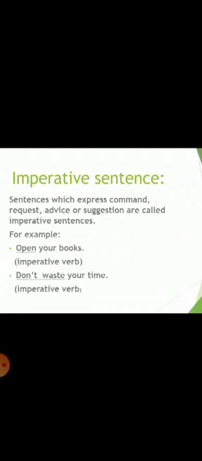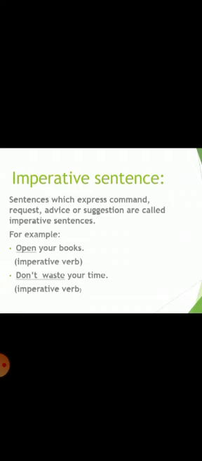So imperative sentences are sentences which express command, request, advice, or suggestion. For example, as I told you, the scene of a classroom, your teacher enters the class and she says, "Open your books." In this sentence, "open" is an imperative verb and the sentence ends with a full stop.